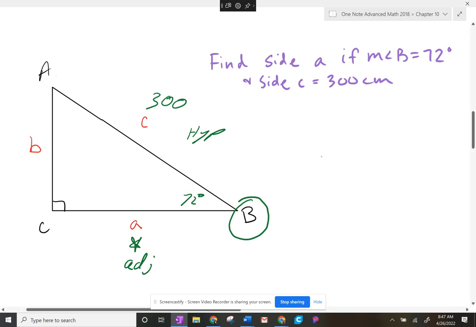So to solve it, I'm going to write it exactly with every piece of information that I have. It does give me the angle. So I've got cosine of 72 equals my adjacent, which I don't know, so I'm going to give that an A, over my hypotenuse, which is 300.